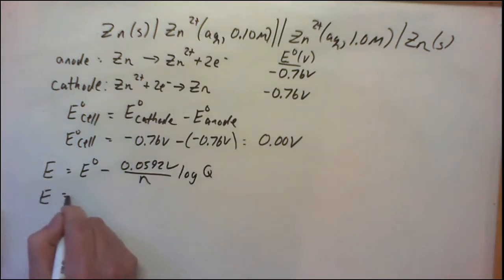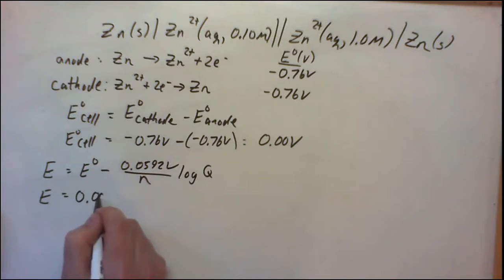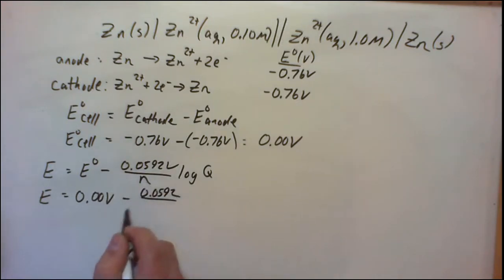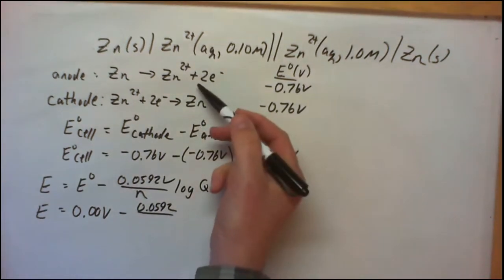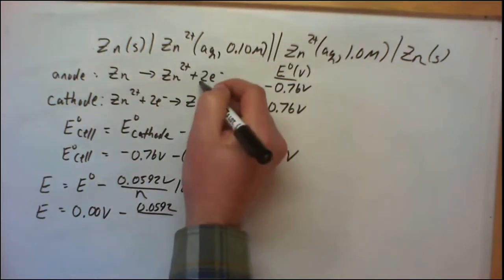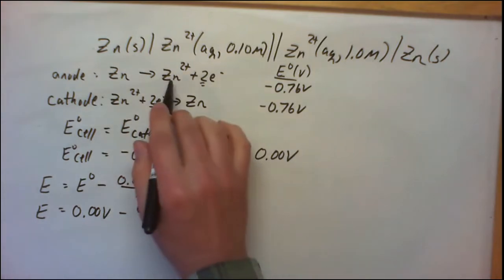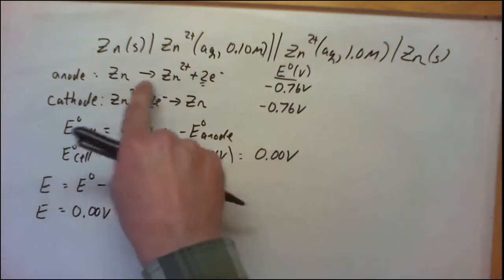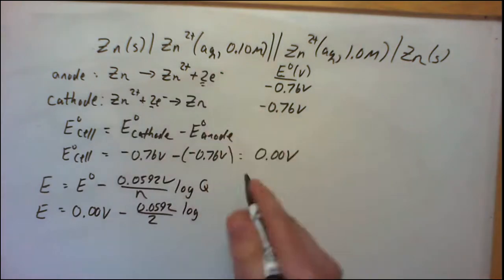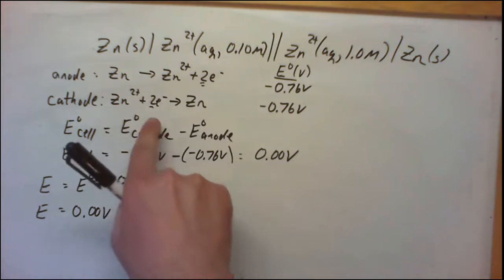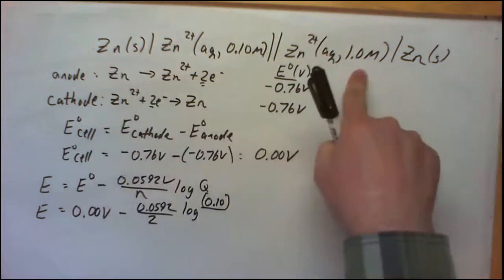Plugging in our numbers, E is equal to the standard cell potential, which is 0.00 volts, minus 0.0592 divided by n, the number of electrons transferred. Notice that both for the oxidation as well as the reduction, in the balanced half reactions, we have 2 electrons. That's what n is equal to, times the log of Q. And Q is going to be equal to the concentration of zinc 2+ as a product, so that's on the anode side, 0.1 molar to the first power, divided by the concentration of zinc 2+ on the cathode side, which is 1.0 molar.